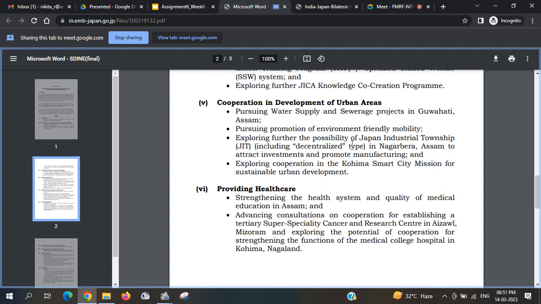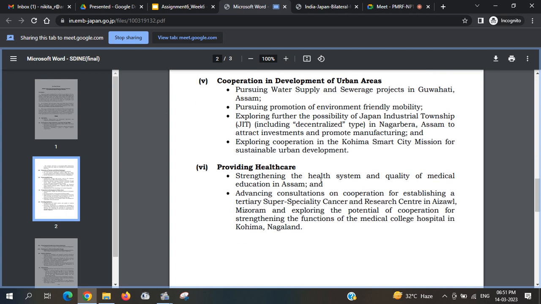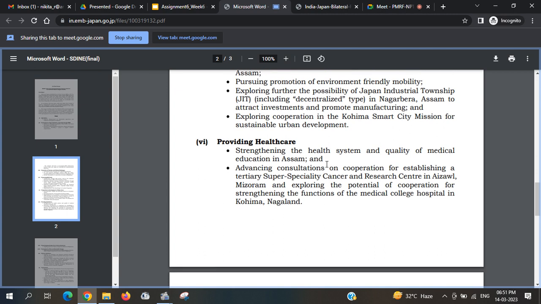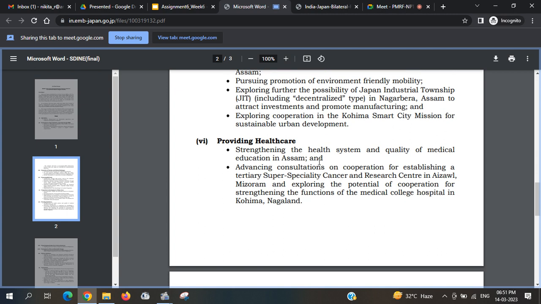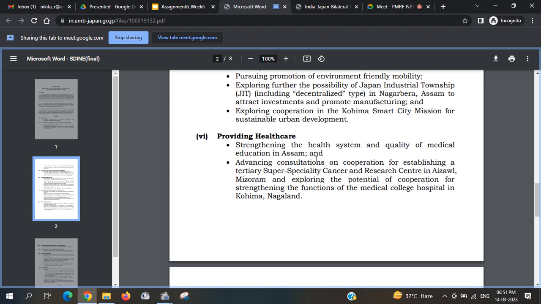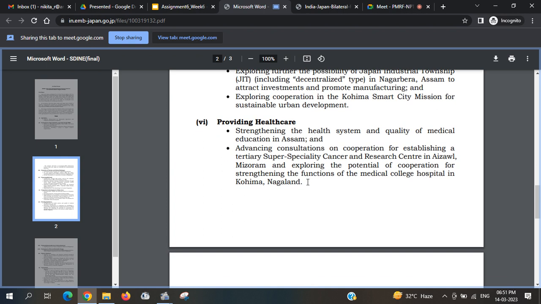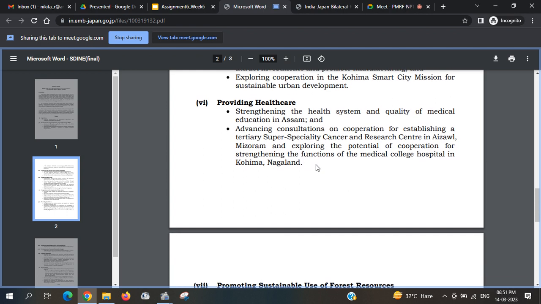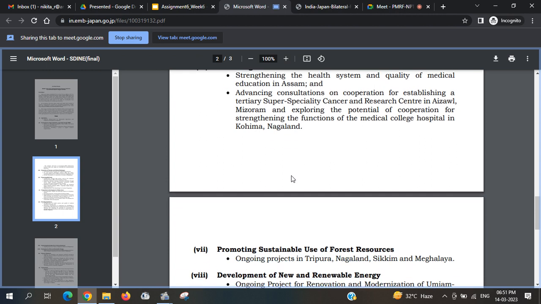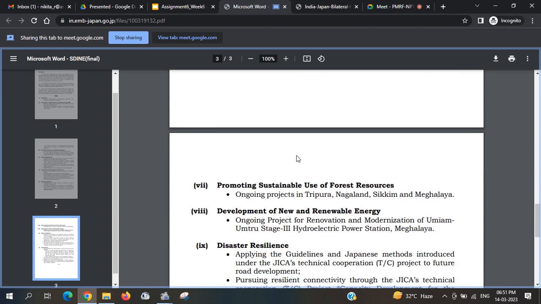These kinds of things are part of the cooperation for development in the urban areas. Then, for example, for healthcare, there are things like strengthening the healthcare system and quality of medical education in Assam. Then, advancing consultation and cooperation, establishing a tertiary super specialty cancer research center in Aizawl, and then exploring the potential of cooperation for strengthening function of the medical college in Kohima, things like that.